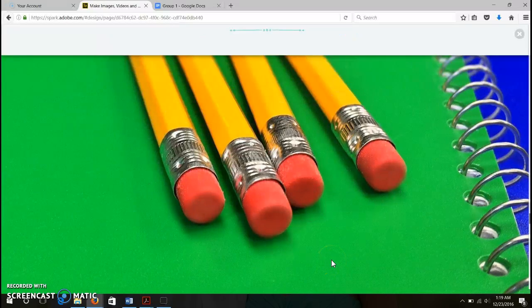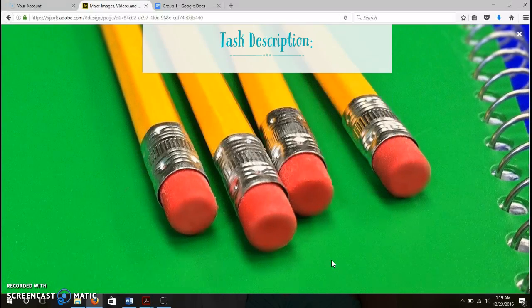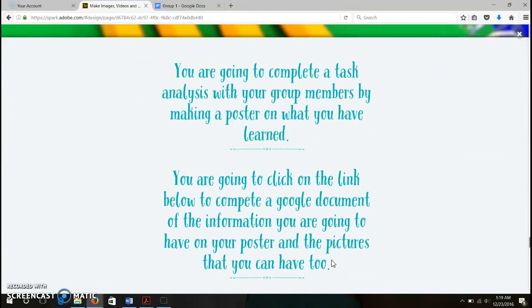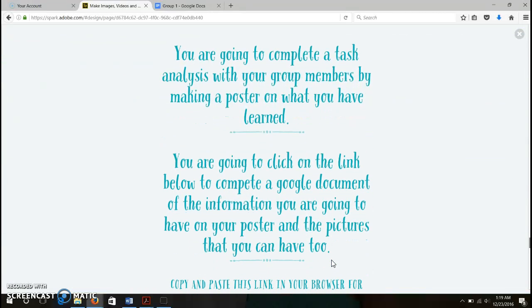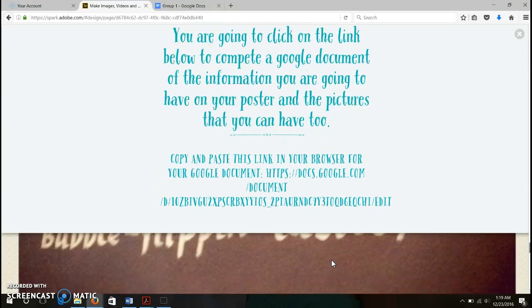For their task analysis, I told them that they are going to complete a task analysis with group members by making a poster on what they have learned so far. Here is a link that I have provided for them that they can click on to go see their instruction in their Google document.